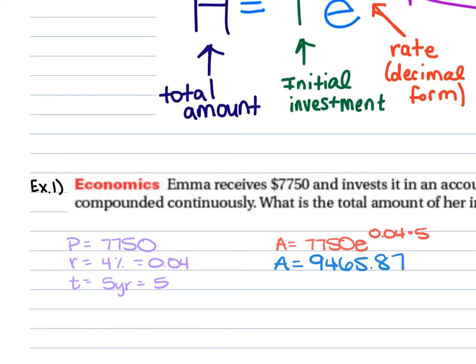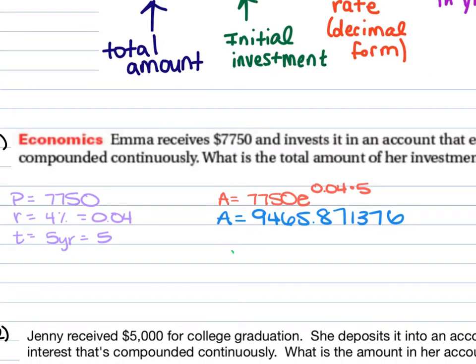$9,465.87. So again, you want to remember with this that when you're doing this, you're rounding to the nearest hundredth because you're dealing with money. So this is what you would have from your calculator. So your answer for this would just be the 9,465.87.